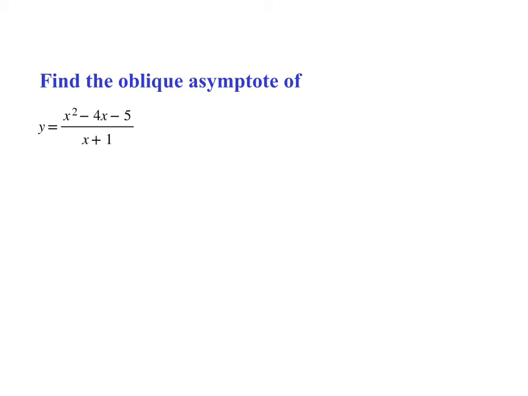Okay, here's another one. Let's find the oblique asymptote for this one. So if we do the same thing, let's go x plus 1 divided into x squared minus 4x minus 5. And we follow our same process. X squared divided by x would be x. FOIL that out, gives us x squared plus x.